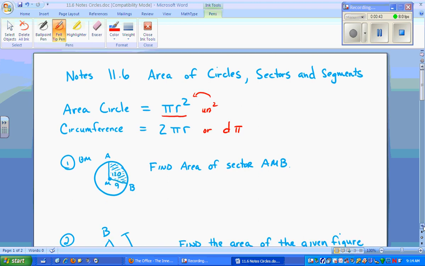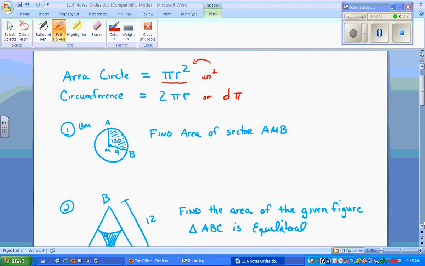Example number 1, we've done multiple times already, so let's just jump right into this one. We want to find the area of the shaded sector right there. What do we notice? M is the center of the circle. We know 9 is the radius, 120 is the central angle that it's using. So we take 120 over 360 times, we want area, so pi times 9 squared.